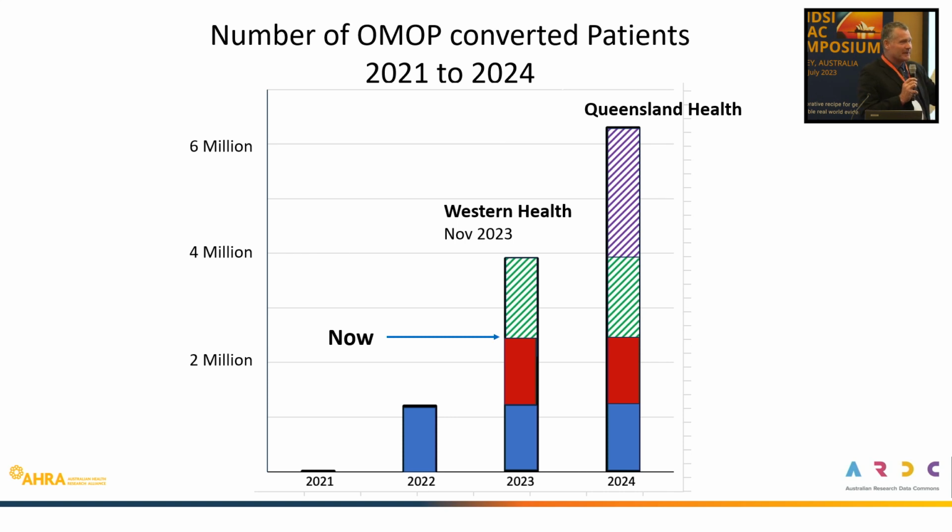We really want to do Queensland Health. It's a very large data set. They've got a shared Cerner EMR in Queensland with around 4 to 5 million patients in it. So we really want to do that data set. They've converted their test data set, but they've not done the clinical data yet. So we're hoping to get Queensland Health next year or towards the end of this year. And that'll take us up to potentially 6 million patients converted.